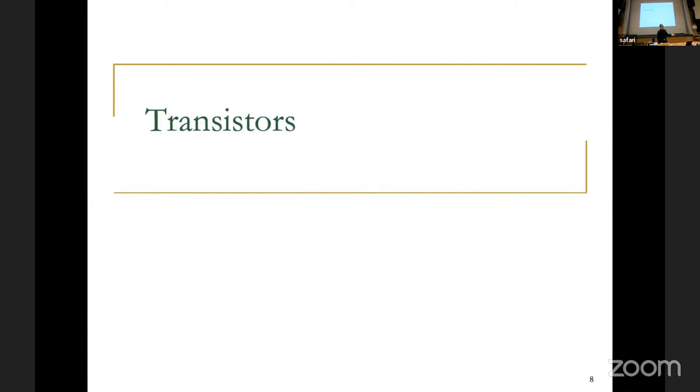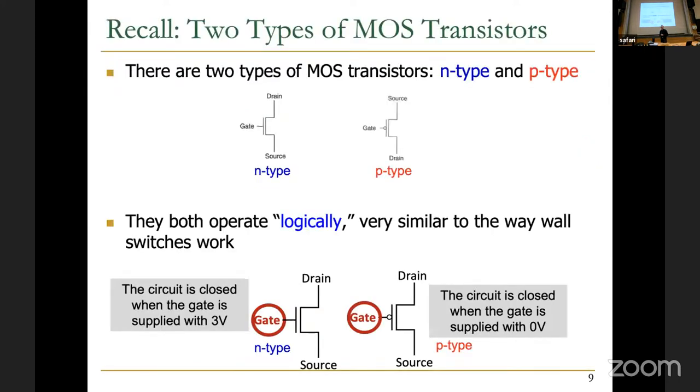We talked about the major building block, which is the transistor in modern technologies. And recall that we had two types of transistors, the N-type and the P-type, NMOS and PMOS. These are metal oxide semiconductors. And we abstracted this transistor as a logical switch, just similar to the way wall switches work. In the N-type transistor, it basically acts as a piece of wire if the gate is supplied with high voltage, one, let's say. It acts as an open circuit. The wire is disconnected if the gate is supplied with a voltage of zero, logical zero value.